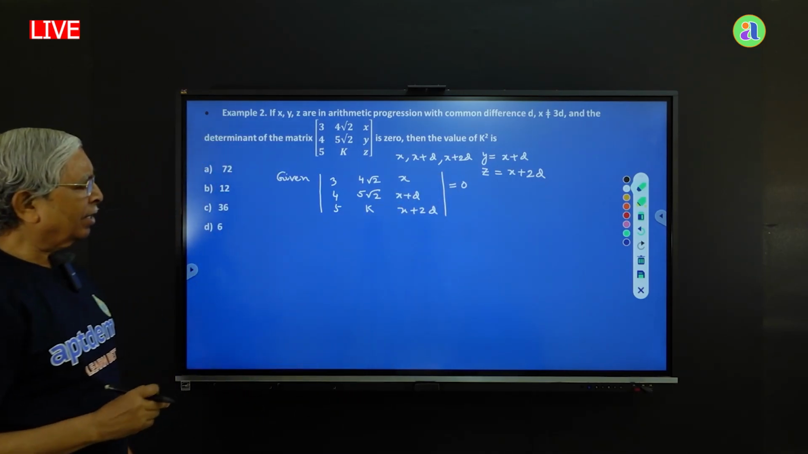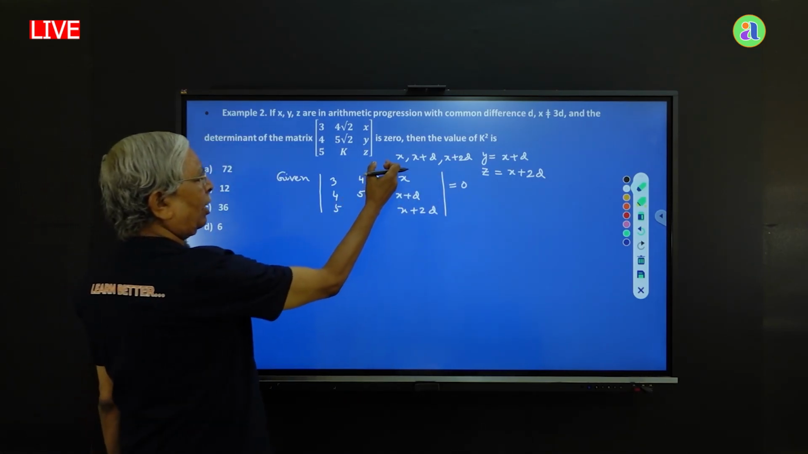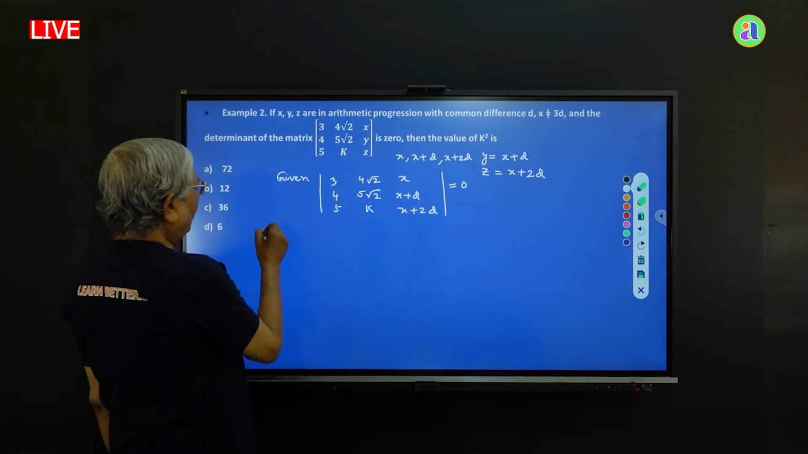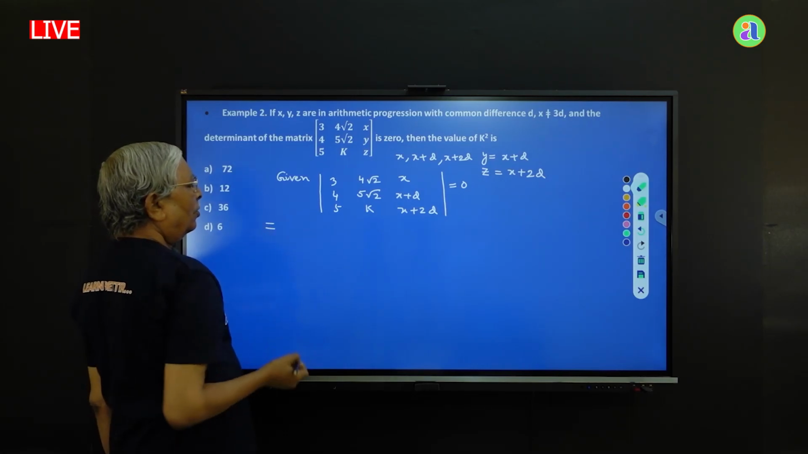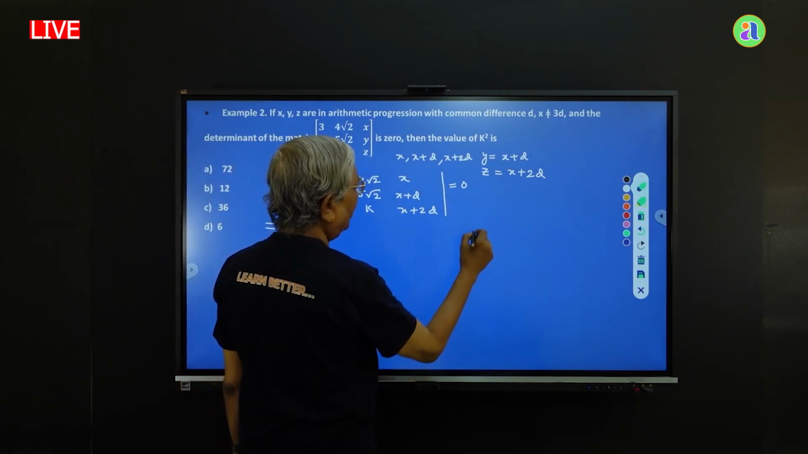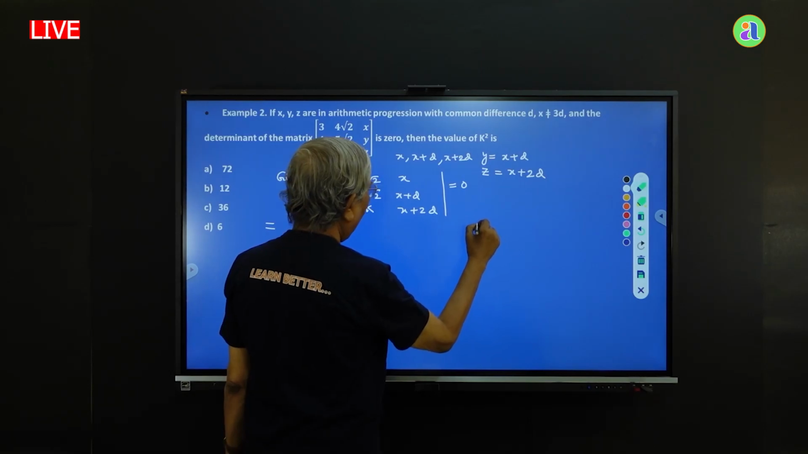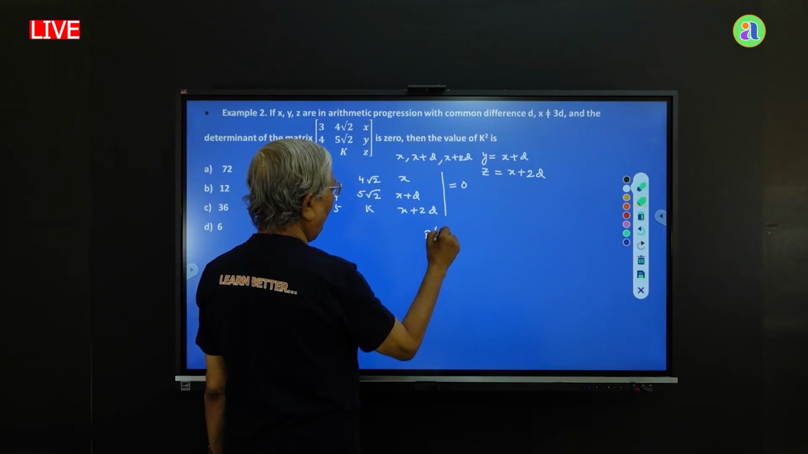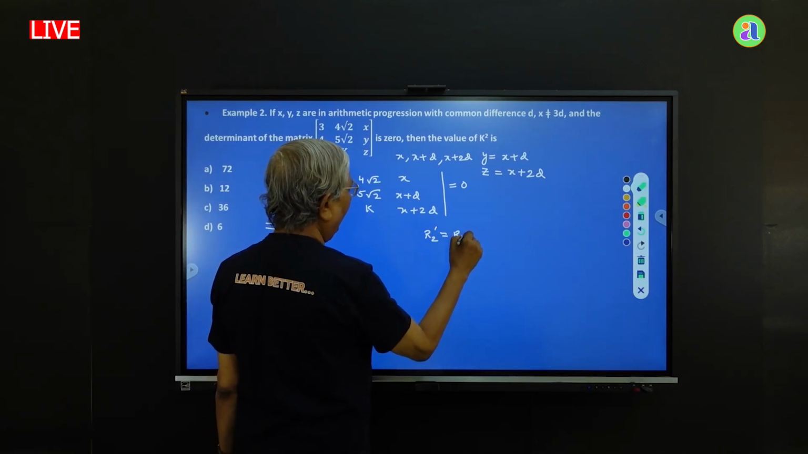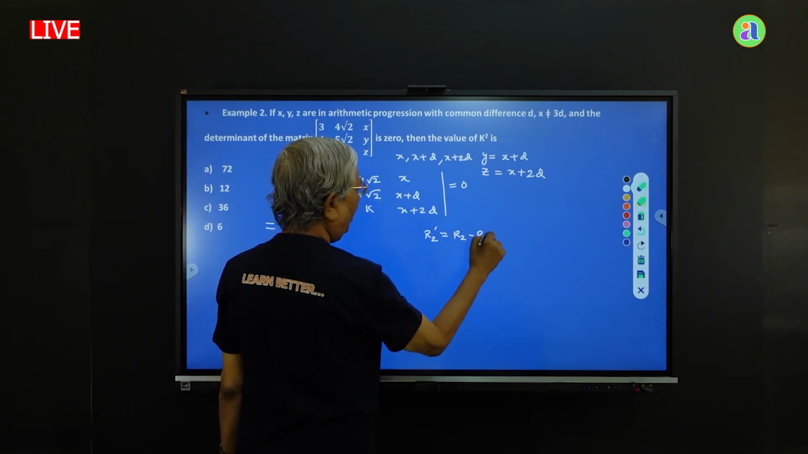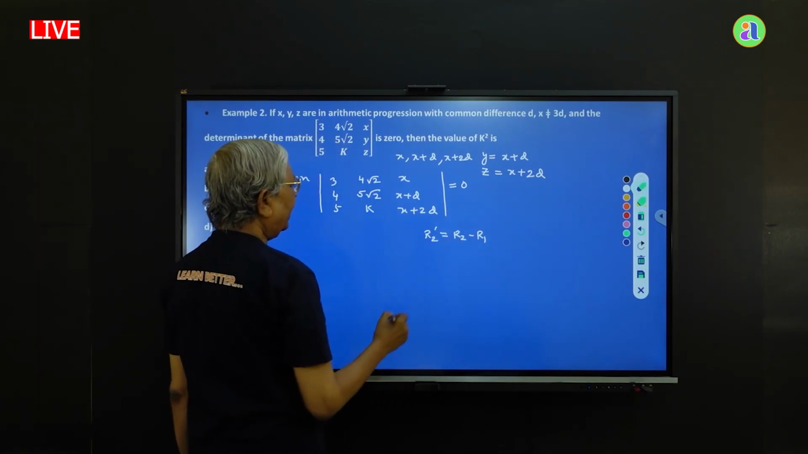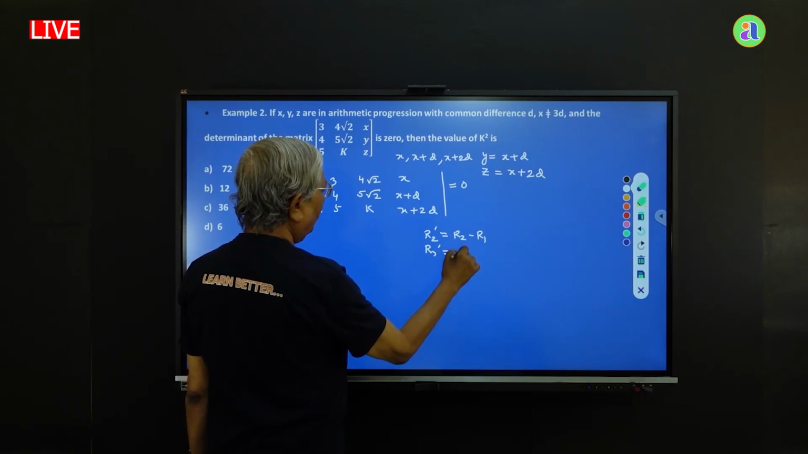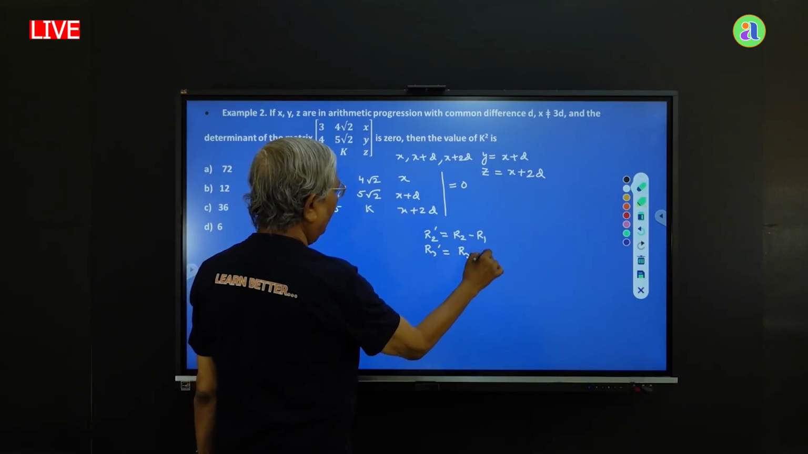Now we simplify it. Here you are given in this column x, x plus d, x plus 2d. Apply this operation. What is the operation? The second row changes: R2 becomes R2 minus R1. Apply this operation. And R3 becomes R3 minus R1. What do you get?